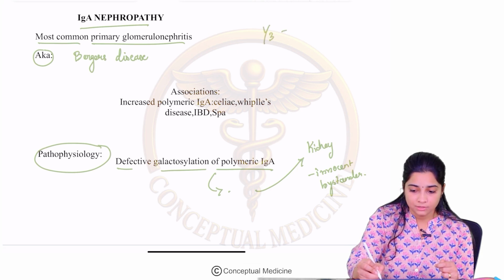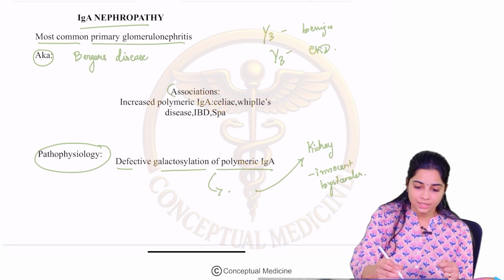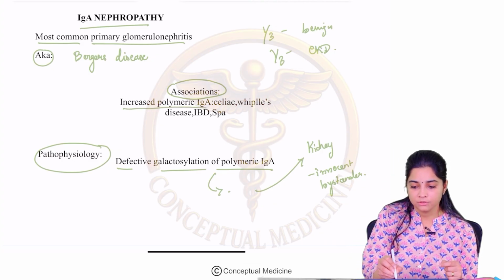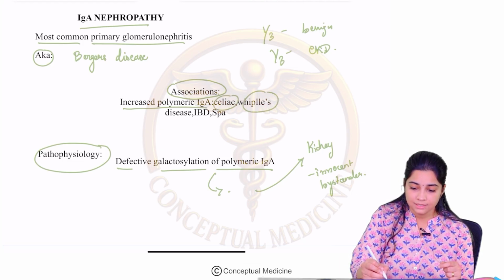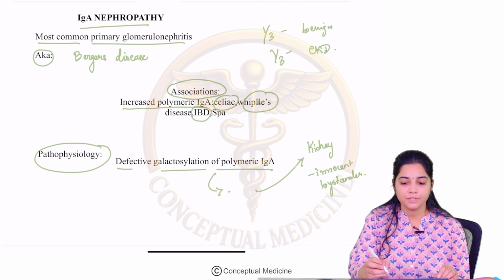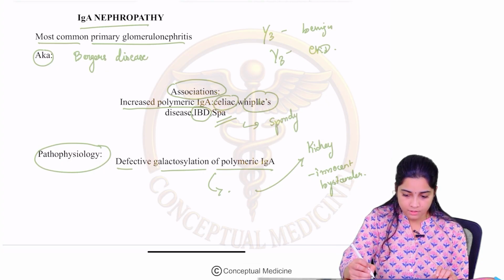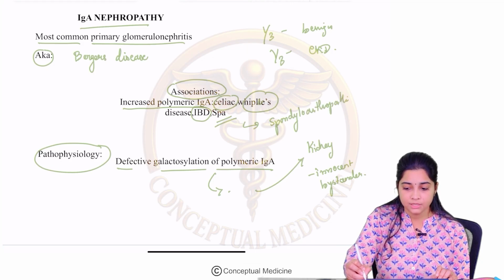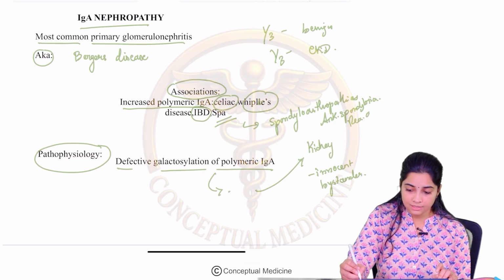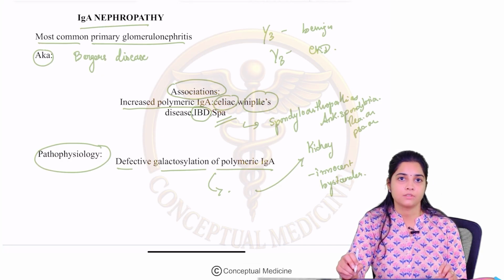Okay. So one third of the cases of IgA nephropathy can be benign and one third of the cases can progress to CKD. What are the associations? IgA nephropathy can occur as a separate entity, but in some situations it can occur due to increased polymeric IgA, which is seen in celiac disease or Whipple's disease, whenever there is a malabsorption. Apart from that, inflammatory bowel disease, and the rheumatologic conditions associated with IgA nephropathy are the spondyloarthropathies. What are the spondyloarthropathies? Ankylosing spondylitis, reactive arthritis, and psoriatic arthritis. So this is about the pathophysiology and associations of IgA nephropathy.